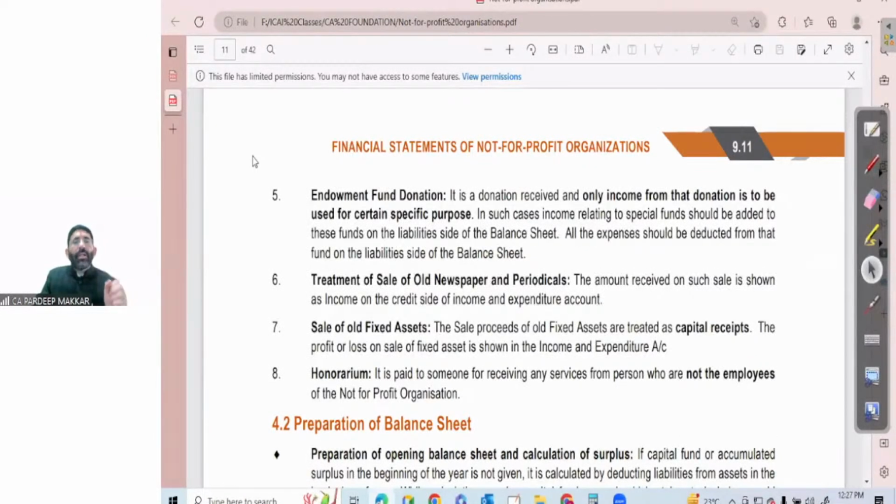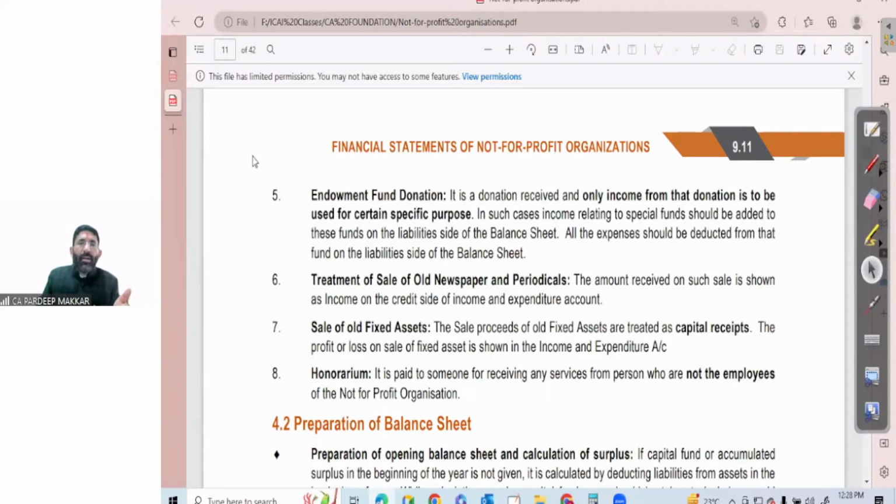Endowment fund, this is also a donation. Endowment fund donation is a specific donation. The other name of specific donation is endowment fund. So this will always be a capital receipt. Then the treatment of sale of old newspaper. This is a routine income, hence treated as a revenue income.